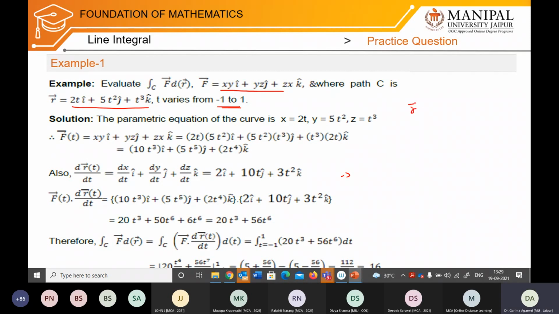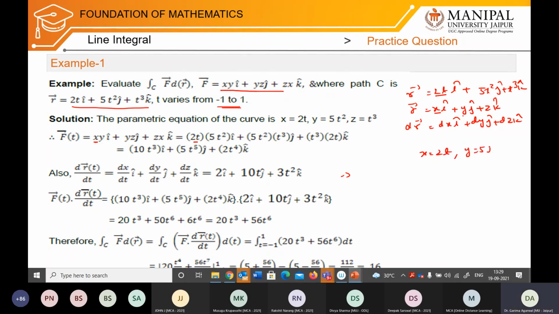If I say that vector r is x i cap plus y j cap plus z k cap, that means vector dr is dx i cap, dy j cap and dz k cap, right? But here the vector r is 2t i cap, 5t squared j cap and t cube k cap. So the value of x is 2t, the value of y is 5t squared and the value of z is t cube.